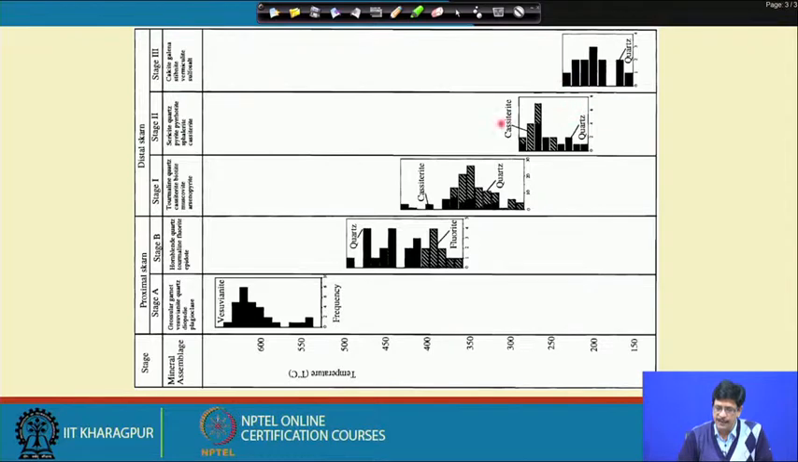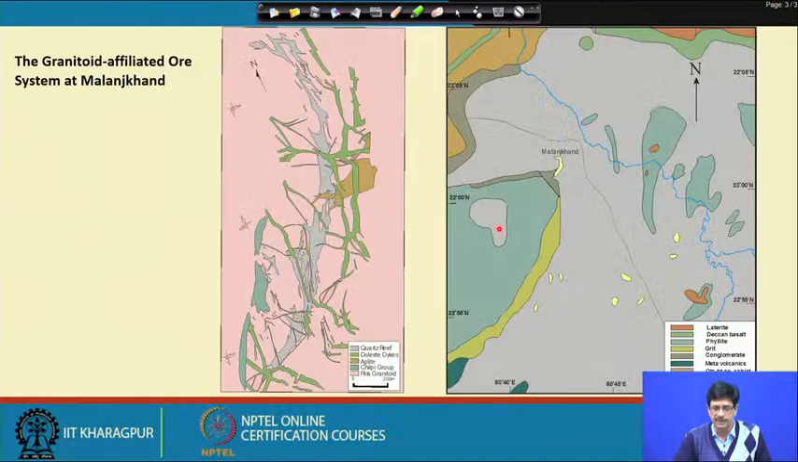We could see the situation in which all these histograms represent the temperature of homogenization of the fluid inclusions. The fluid inclusions, as you could see here, were studied from both cassiterite and quartz. So, this also is a situation in which similar involvement of a less evolved, low saline, low temperature fluid with a high temperature, high saline fluid of magmatic derivation is giving rise to the mineralization.